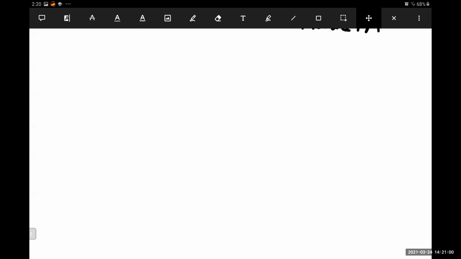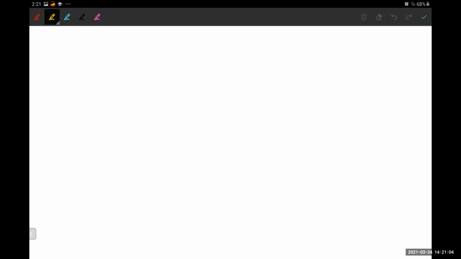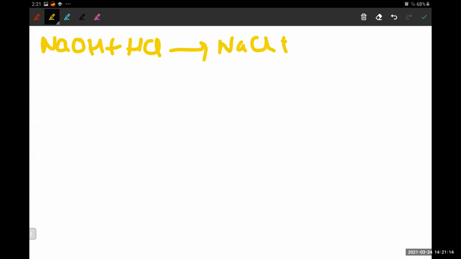Okay. Let's move on to the reaction with bases. So how does it react with bases? I've told you all, NaOH. Let's take NaOH plus HCl. What will it do? It will give us what? Salt and water, NaCl plus water. That means this is what? This is neutralization.